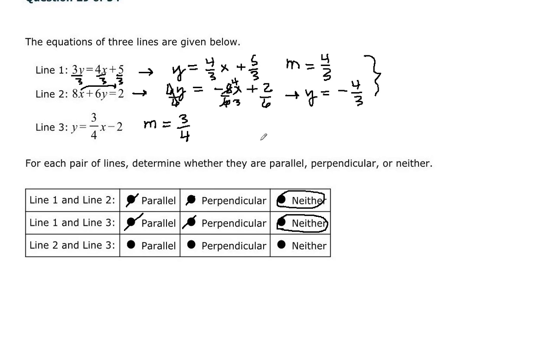And then 2 and 3, so we got a negative 4/3 and a positive 3/4. So they are not the same, so they're not parallel. And we see 3/4, negative 4/3. That's a reciprocal and a negative. They're negative reciprocals. So these guys are perpendicular. So there again, they didn't ask us for equations. We're just working with equations that were given.